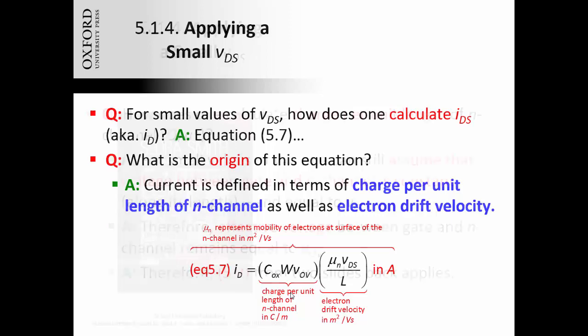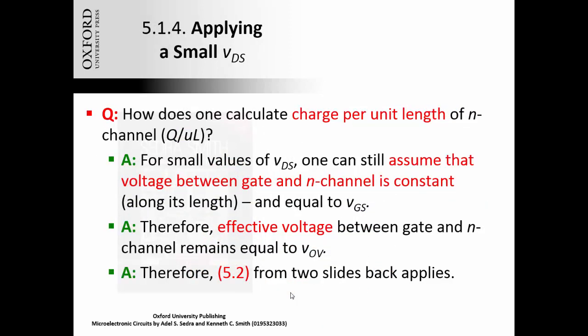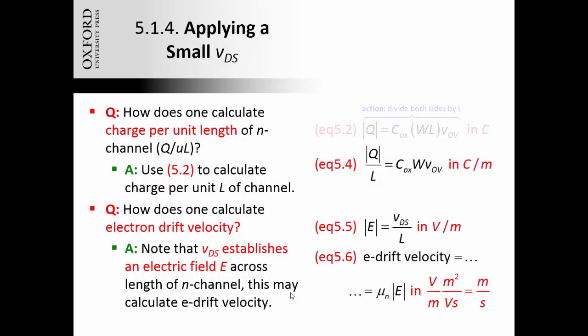Okay, so let's move on here. This is just working through what I've talked about here. Here's another slide that kind of takes it in steps. Here's the electron drift velocity is the mobility times the electric field. Electric field here is going to be VDS, voltage, divided by the channel length L.